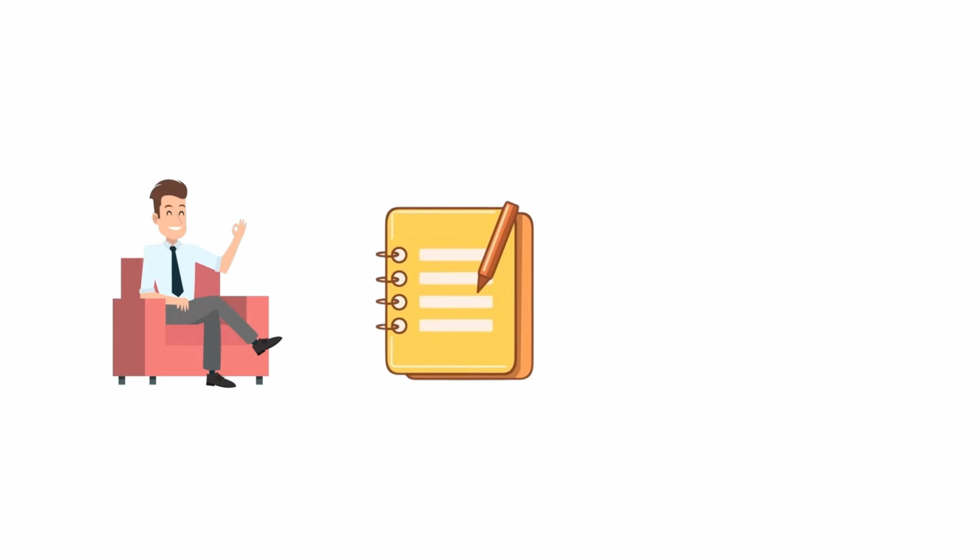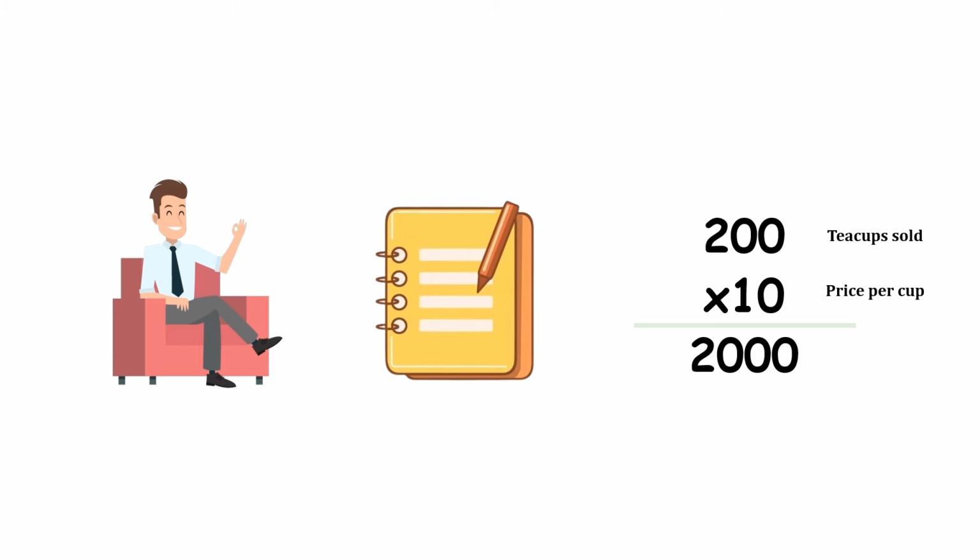Then you open your notebook and look at all the notes you have made about the sales made that day. You notice that you had sold 200 cups of tea that day. Now you multiply that by 10 rupees, which is the price per cup. You get 2000 rupees. This is the revenue which you earned on day one.